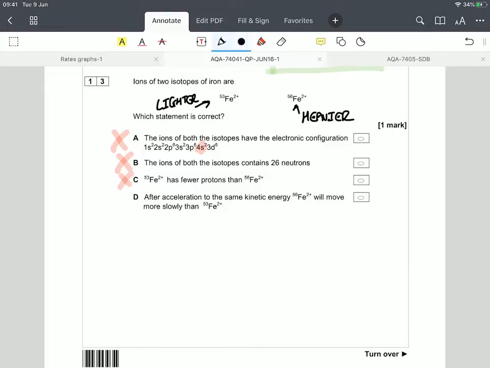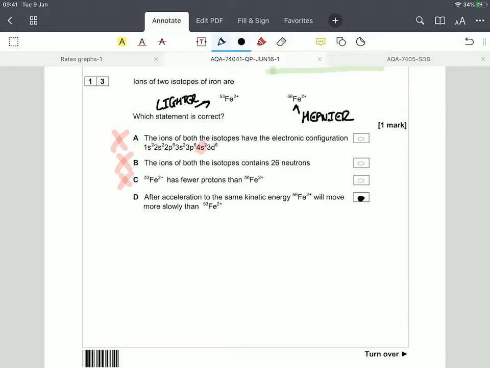That does mean that we've arrived at the correct answer, okay, just by default, because it's the last one in the list and it's the only one that's not wrong so far. But we might as well look at it. After acceleration to the same kinetic energy, 56Fe2+ will move more slowly than 53Fe2+. So actually that bit I did at the beginning is now relevant. So the heavier ion moves more slowly than the lighter ion.